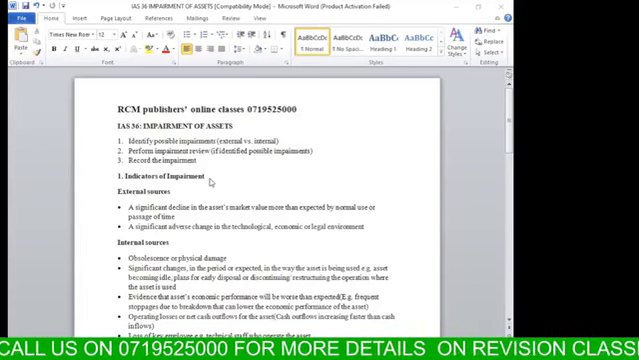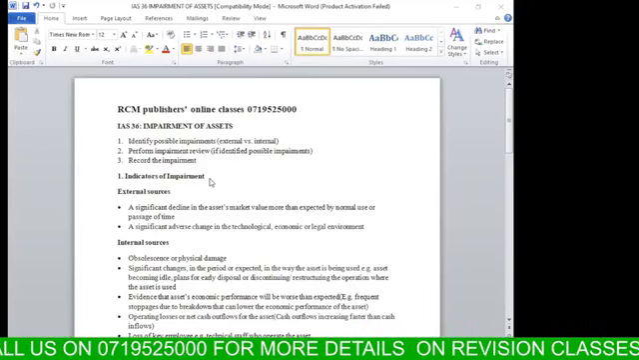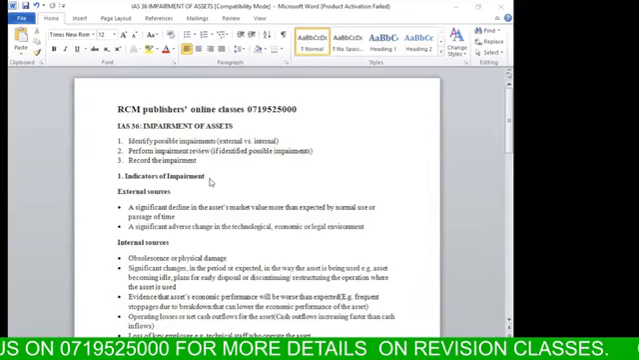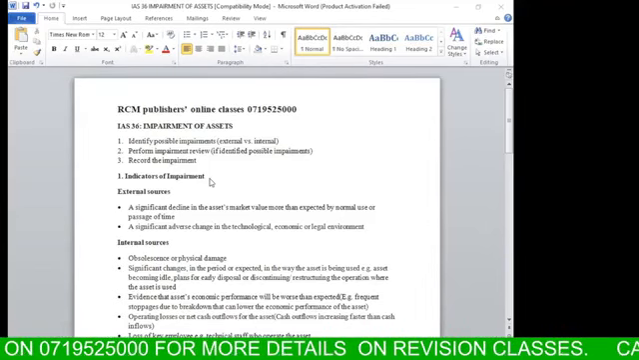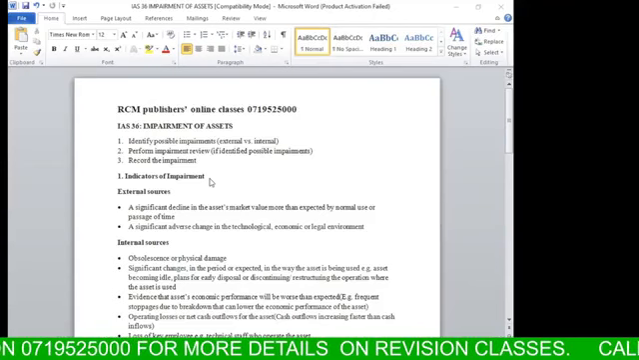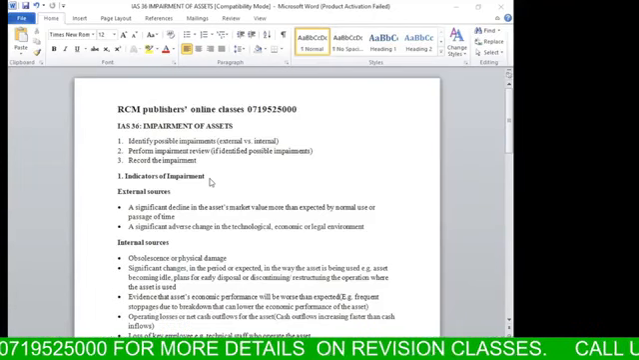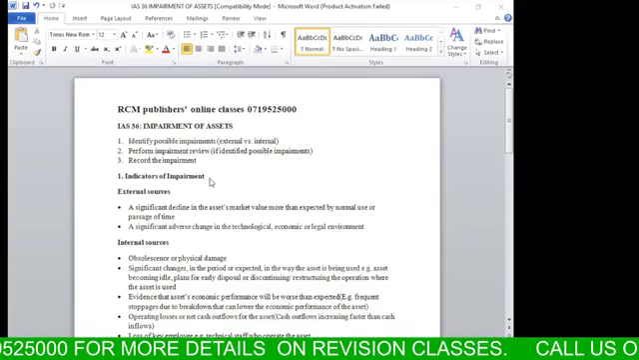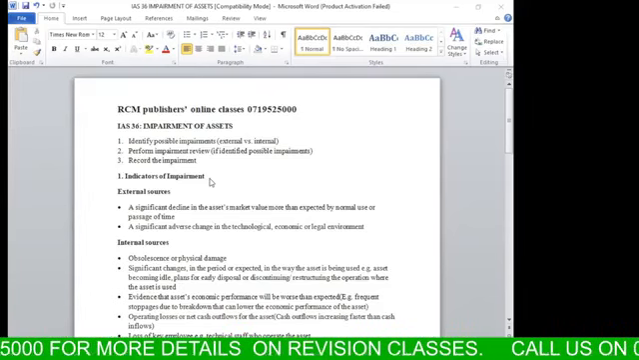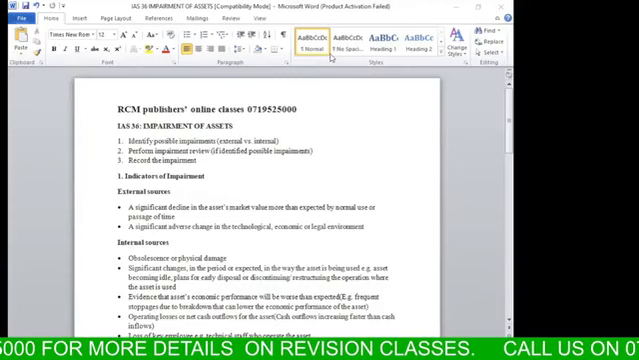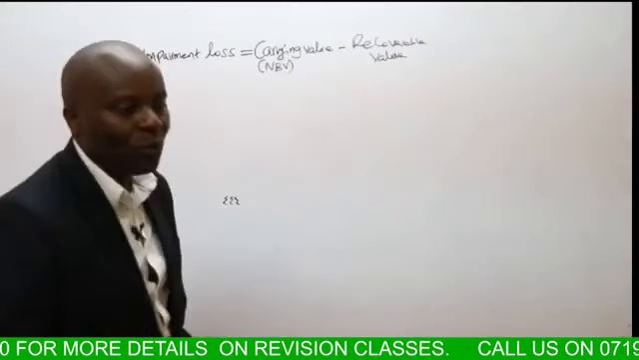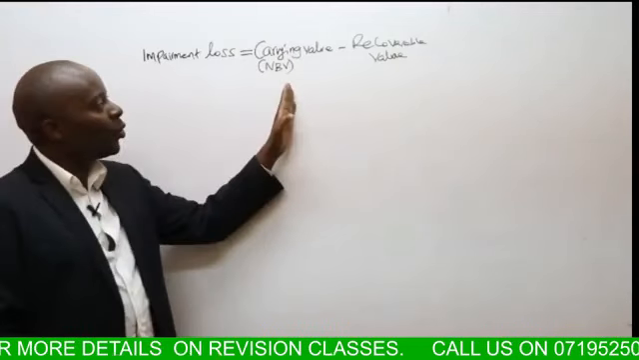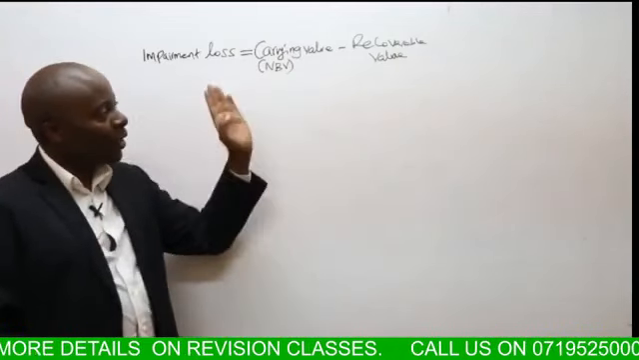We shall be taking the carrying value minus what we shall be calling the recoverable value. Carrying value is this particular value that we carry our assets in our books, what we basically call the net book value. If I could just repeat this a little bit, impairment loss equals carrying value or net book value minus recoverable value.